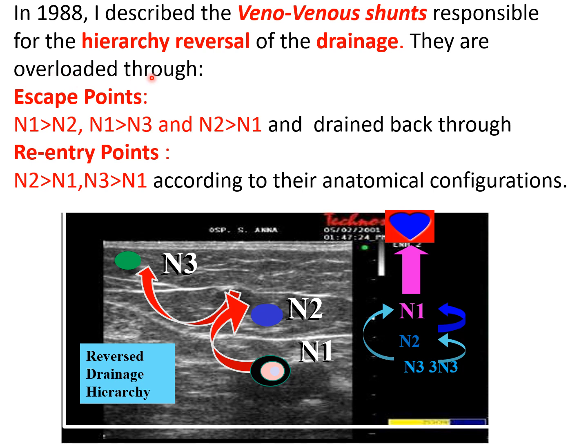They are overloaded through escape points, N1 and 2, N2 and 3, N2 and 1, and drained back through the reentry points, N2 and 1, and 3 and 1, according to the anatomical configuration. This is escape point N1, N2, N2 and 3, and N1 and 3.